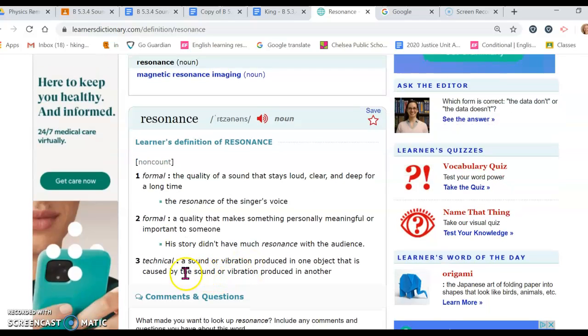Technical. This looks like it might be more of a physics type of definition. A sound or vibration produced in one object that is caused by the sound or vibration produced in another. That definitely sounds like a physics type of definition. So I'm going to go with something like that and put it in my own words. I'm just going to take a minute. How am I going to put that in my own words? A sound produced by one object that causes sound in another object. Okay, I've got it.